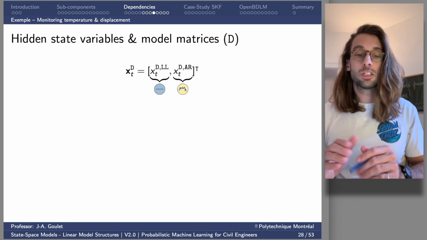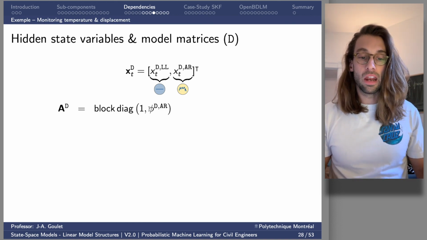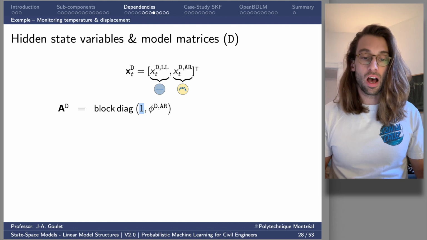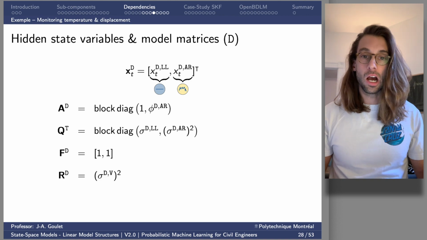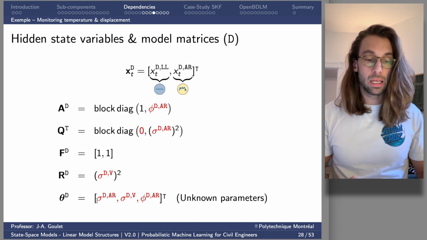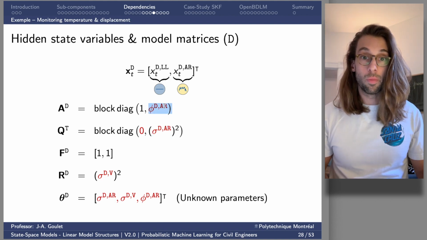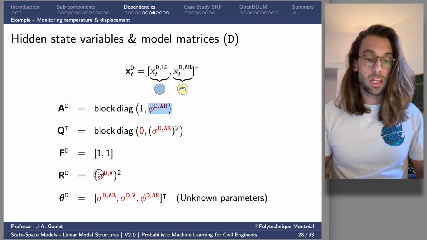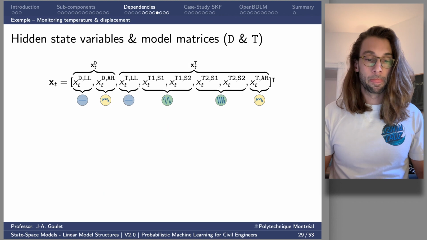Now, let's look at the displacement. So we have 2 hidden states. So my transition matrix is 1 and phi AR. So 1 for the local level, phi AR for the autoregressive component, Q, F, and R, okay? Now, my 3 unknown parameters are going to be my standard deviation for the autoregressive process for the displacement, my autoregressive coefficient for my AR process for the displacement, and the standard deviation for the observation noise for my displacement.